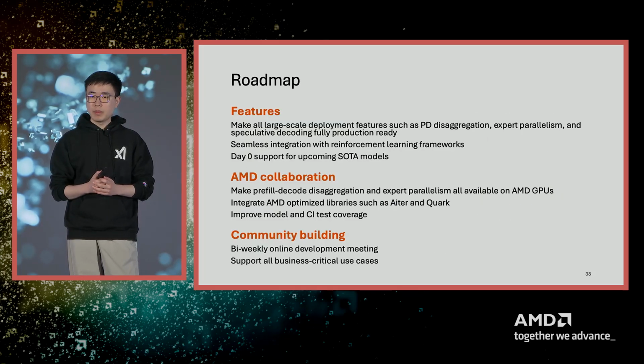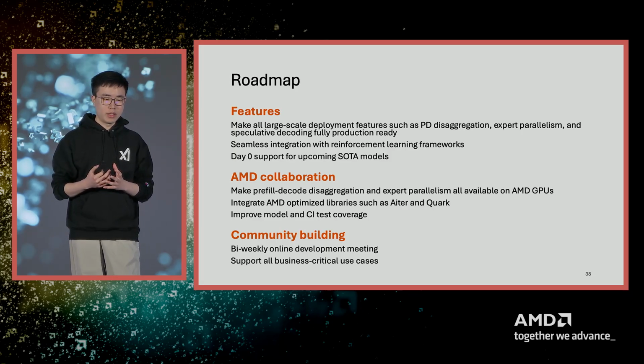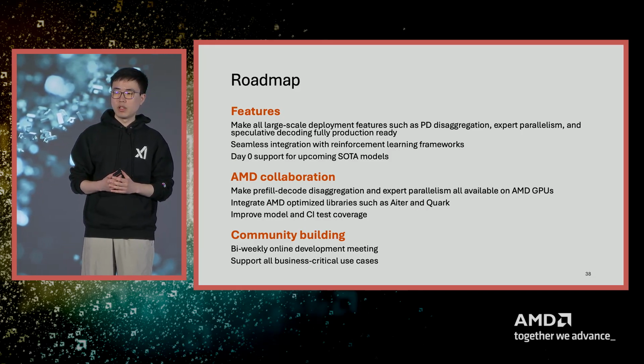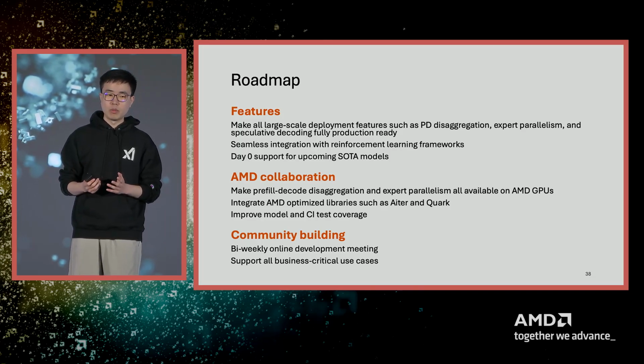And in terms of roadmap, as we already shared, we have some prototypes for Prefill-Decode Disaggregation and expert parallelism. So in the next few months, we will make them all production ready, fully compatible with each other and with each feature. And then we also start to heavily invest in making all of these features work not only for production serving, but also for reinforcement learning training. So we collaborate with multiple RL teams to integrate SGLang and all these optimizations for the rollout in their RL training. And we'll continue to do day zero support for all the upcoming state-of-the-art open models.